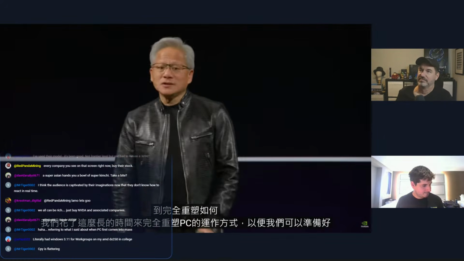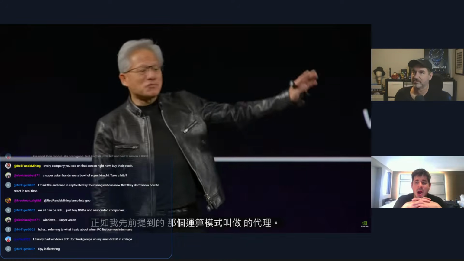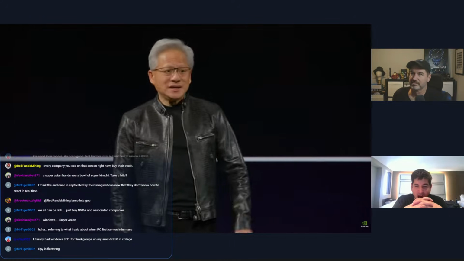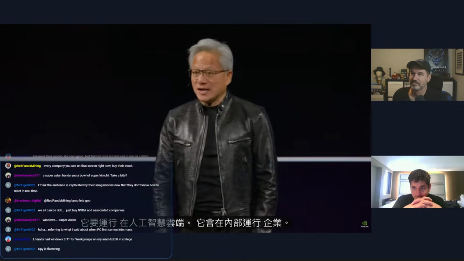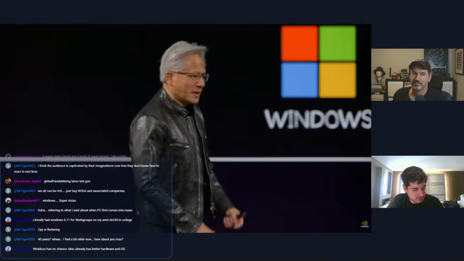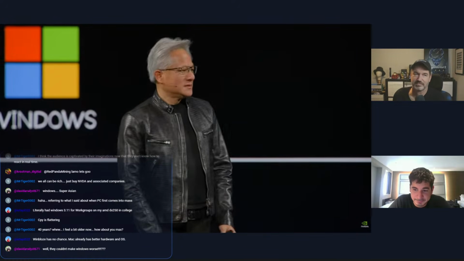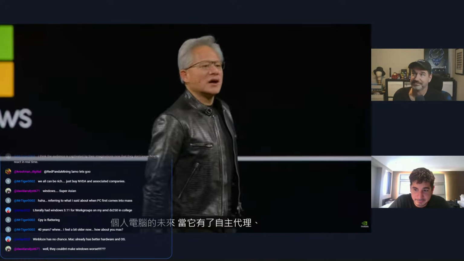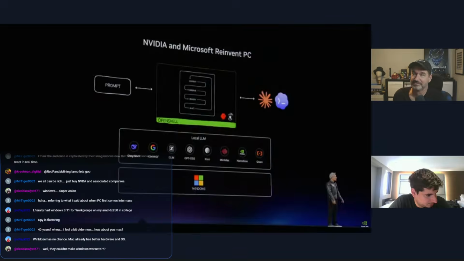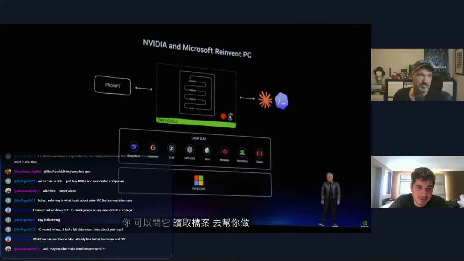As I mentioned earlier, that compute pattern called the agent is going to run in AI clouds. It's going to run inside enterprises. It is also going to run on your PC. What's going to happen to that Windows PC when it has an autonomous agent, an agent that's helping you, that understands you? You could talk to it. It could look at you. You could ask it to help you do some research. It could do a lot more that I'll show you.